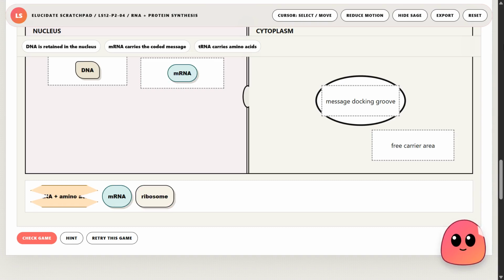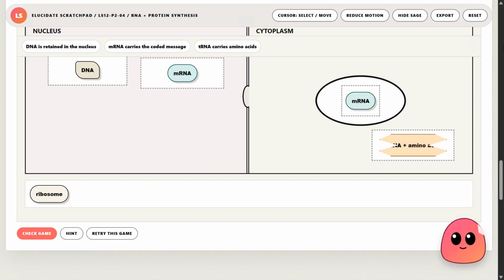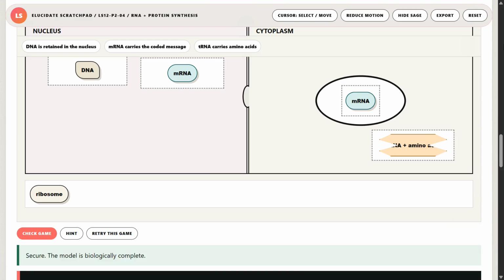Watch the journey play out. The DNA stays put in the nucleus. The mRNA forms there, then carries the coded message out through the nuclear pore. It reaches the ribosome in the cytoplasm. The tRNA stands ready with its amino acid. Every molecule is exactly where it belongs.